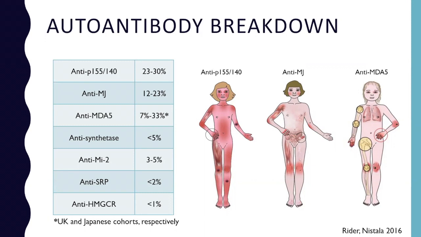And that's because it geographically varies. So that 7% is from US and European studies, whereas the 33% is from Japanese studies. So it's much less common in the Western Hemisphere, but still more common than the other autoantibodies that we see, such as anti-synthetase, anti-MI2, SRP, and HMGCR.